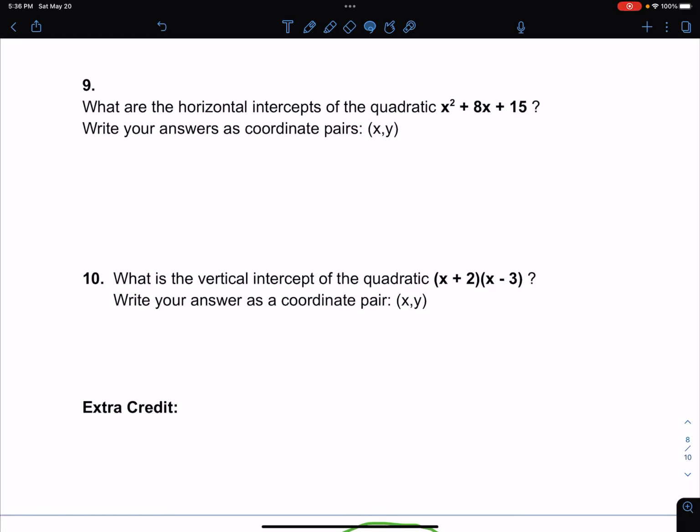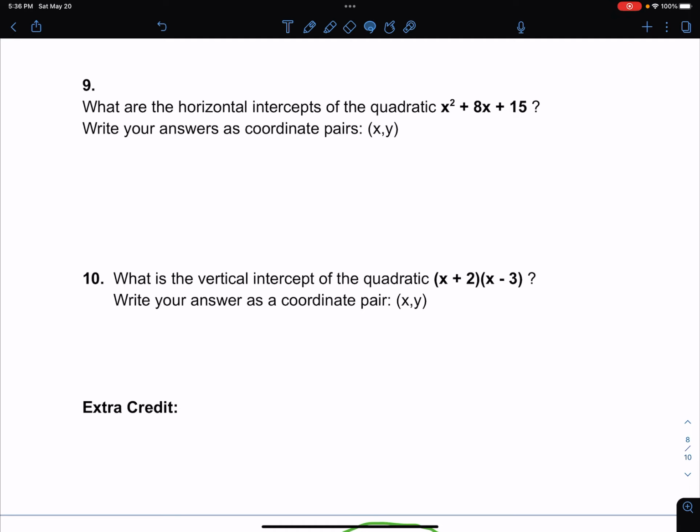Here we are at number 9. What are the horizontal intercepts of the quadratic? I should have put a y equals in there. It should say y equals x squared plus 8x plus 15. Write your answers as coordinate pairs. Okay.